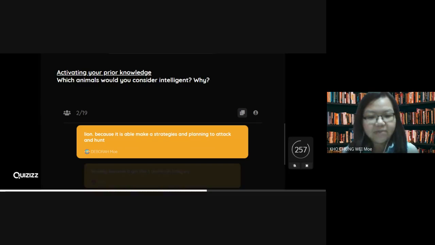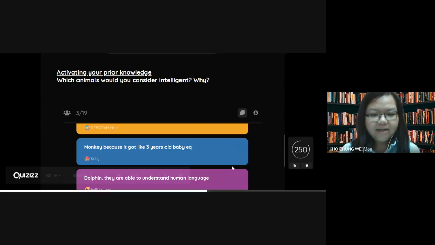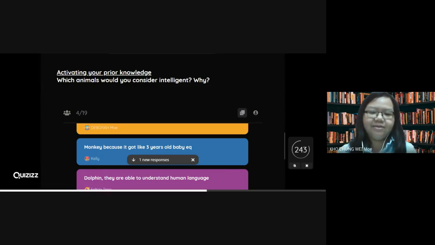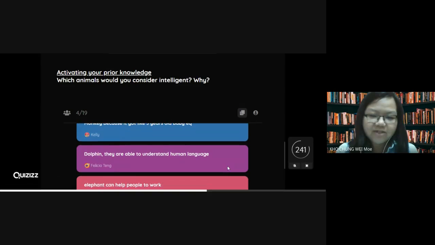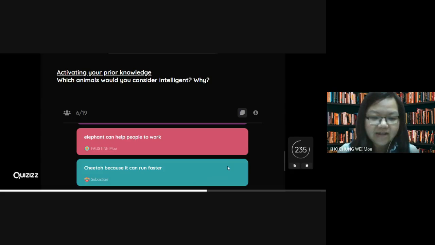Lion, because it's able to make a strategy and plan attack and hunt. Okay, good. Monkey, because it has a 3-year-old baby's EQ. Oh, okay. Monkeys have a 3-year-old baby's EQ. Right, that's why it's intelligent. Dolphin, they're able to understand human language. Okay, elephant can help people to work. That's right, Boston. Especially in jungles in Thailand and India, they use elephants to help them carry the logs.